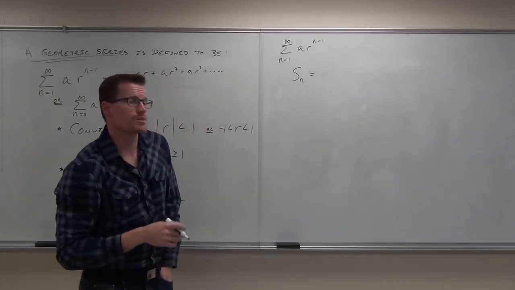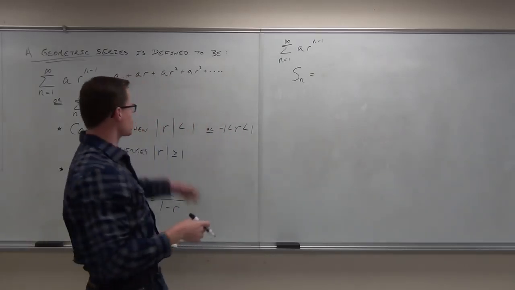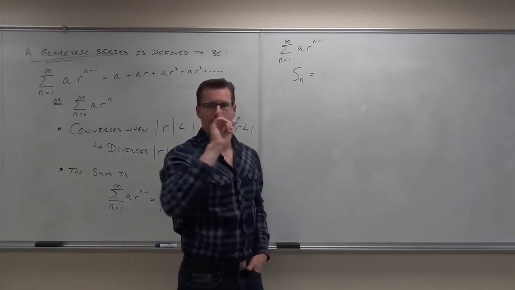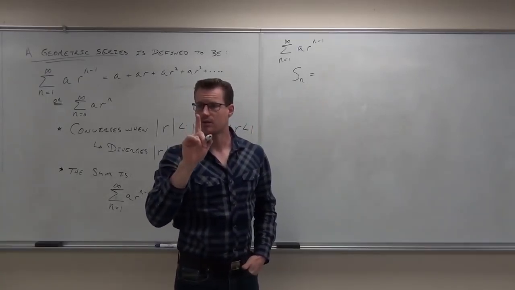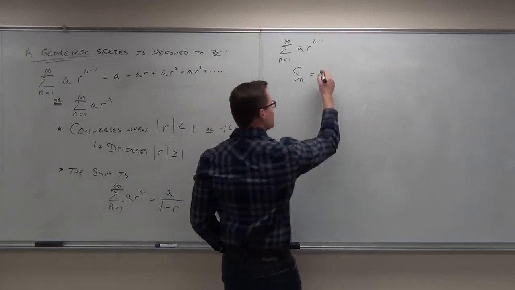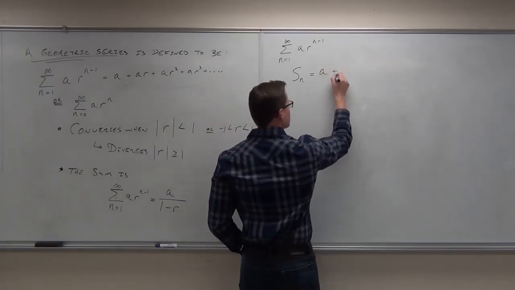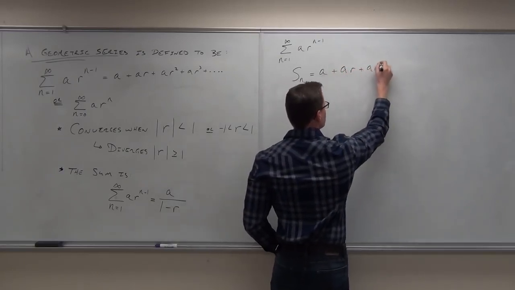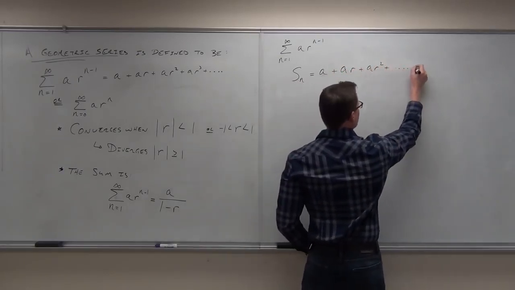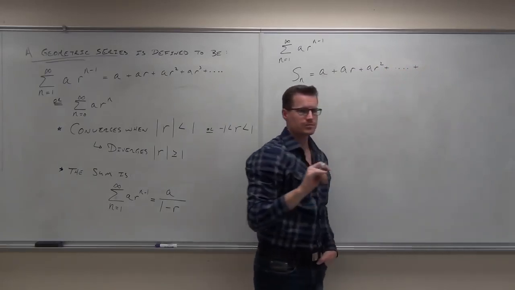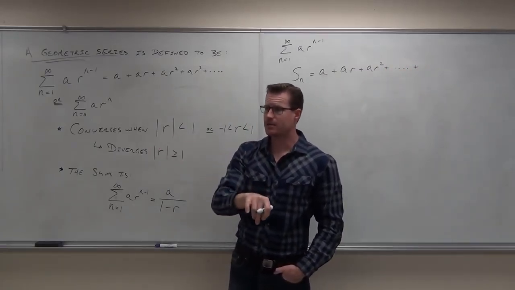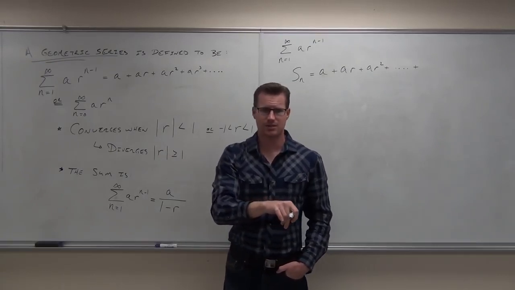Well, what my partial sum is going to be is this. We already actually have a partial sum up here already. If I start with 1, what am I going to get? A. And then the next term, I'm going to get AR, and then AR squared, and then AR cubed. Now here's the deal. A partial sum ends at n. Does that make sense to you?